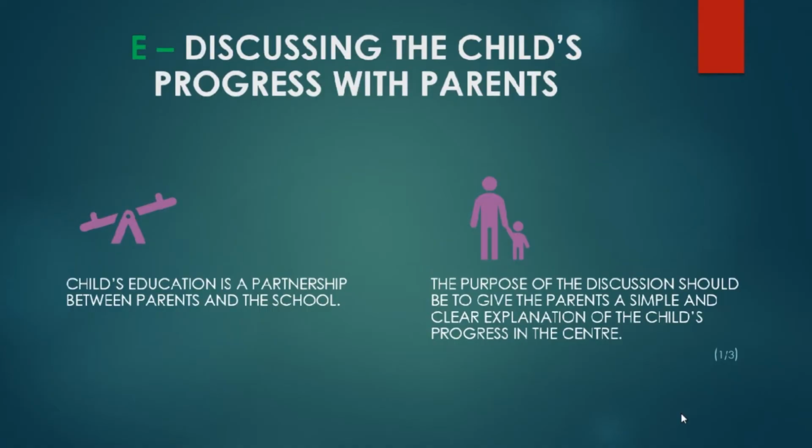So when you come into discussing the progress, we have been doing observation all along. In terms of what the purpose of the observation was, we need to discuss the progress of the child with the parent. Remember, a child's education is a partnership between parents and the school.